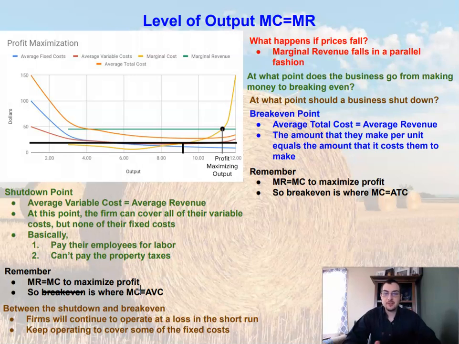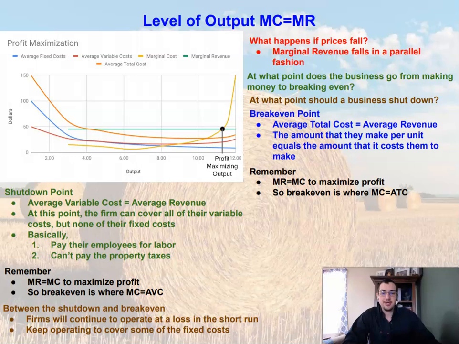So what if you're in between the shutdown point and the break-even point? What if you're in between those two? If you're in between those two, firms will continue to operate at a loss in the short run. Well, does that make much sense? Is a business going to continue to operate at a loss? Why would they operate at a loss? Well, here's why. If a firm is taking a loss, but it's in between the break-even and the shutdown point, they can cover all of their variable costs and still some of their fixed costs.